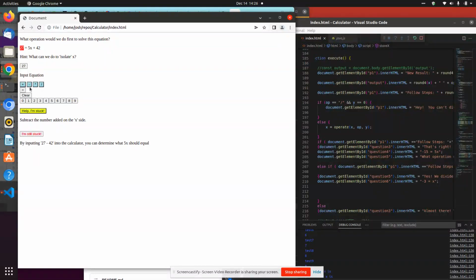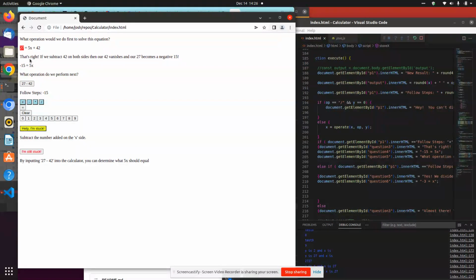So we do that, and along the way, we get a little encouragement. Almost there. And then when we're actually there, it congratulates us, tells us what's been done, and then gives us the new version of the equation.